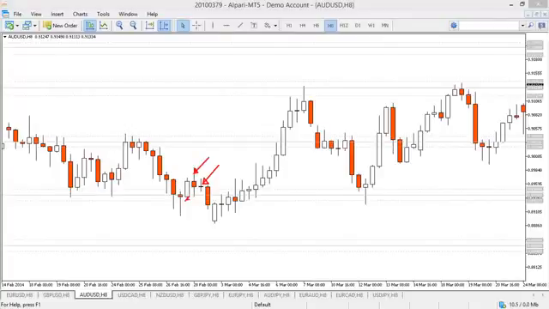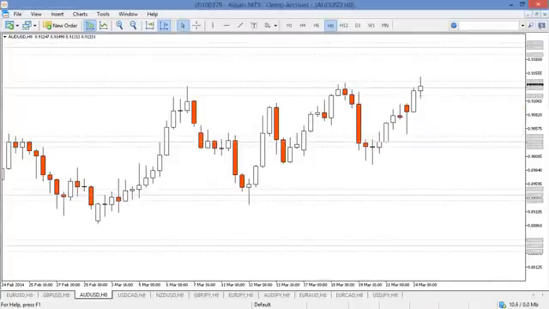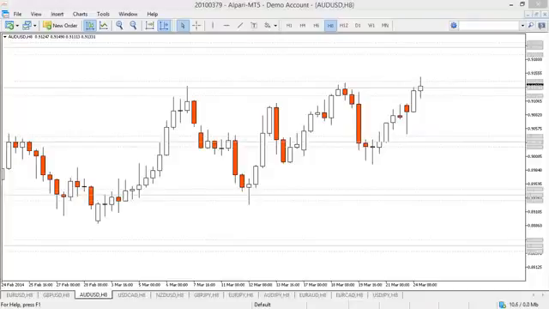Nick, don't you think candles really get you late in the trade? No, candles get you into the trade early. My entry on this trade would be right here.